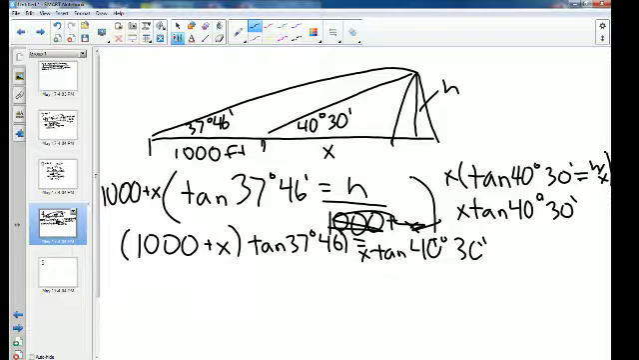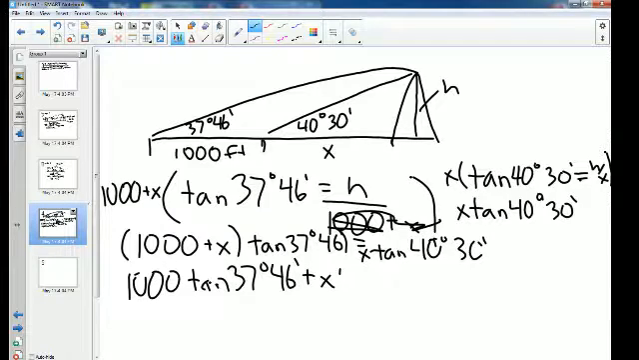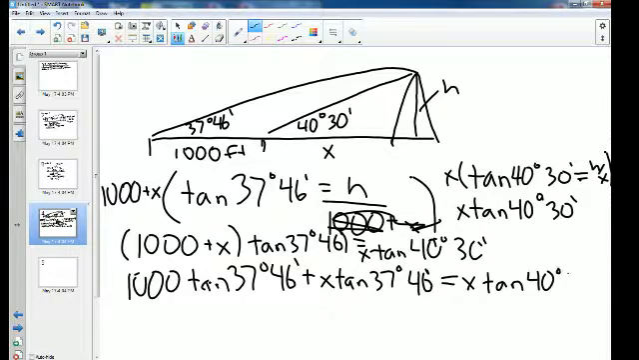Okay, so now solve for x. So 1,000 tan 37°46' plus x tan 37°46' equals x tan 40°30'.